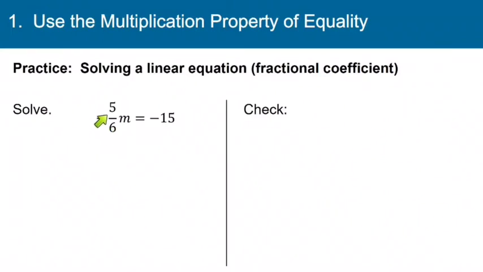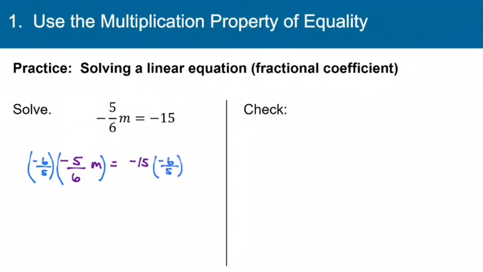So we would like to cancel out or eliminate this negative 5/6. Remember, the way to eliminate a fractional coefficient is to multiply by its reciprocal. And I also want you to remember that a pair of reciprocals always have the same sign. So the reciprocal of negative 5/6 is going to be negative 6/5.